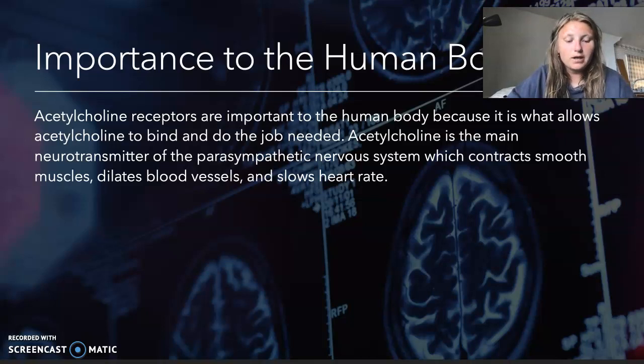Also, if the human body has a lack of acetylcholine, one can have learning and memory impairment, such as dementia and Alzheimer's disease. The acetylcholine receptor is a very important protein in our bodies.